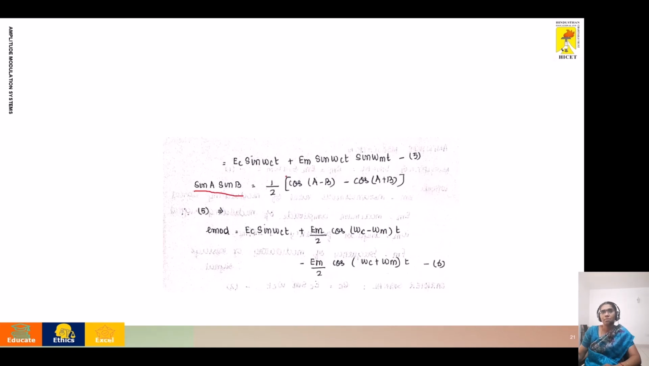We know that sin A sin B is equal to 1 by 2 of cos (A minus B) minus cos (A plus B). Applying that here, we get Ec sin omega c t plus Em by 2 of cos (omega c minus omega m) t minus cos (omega c plus omega m) t. This determines the expression for the amplitude modulated wave with three components: one is the carrier component, and the other two are sideband components. One is Fc minus Fm, the lower sideband component, which is lower than Fc, and the other is higher than Fc, called the upper sideband component. The lower sideband and upper sideband have the amplitude of Em by 2.